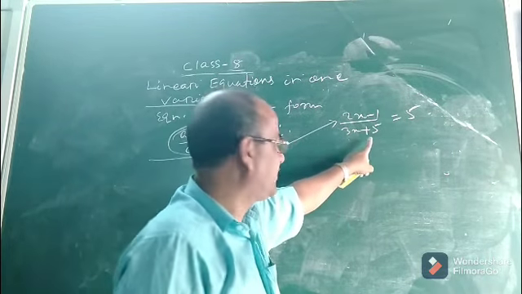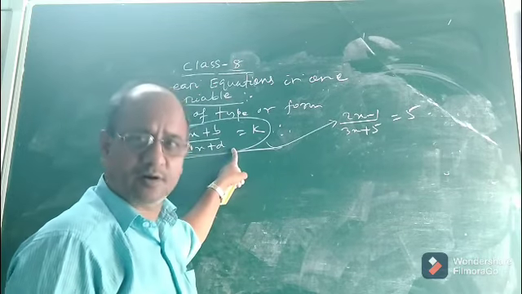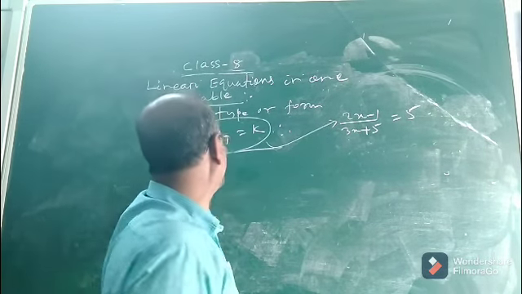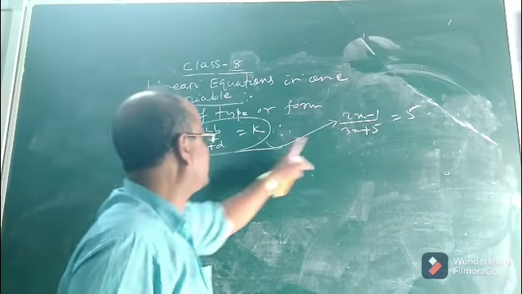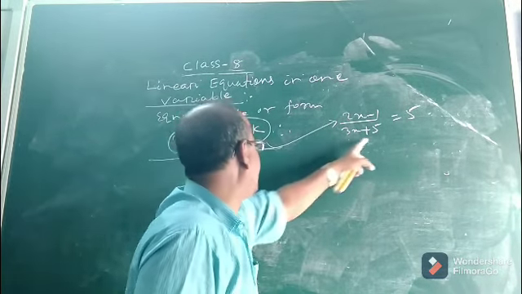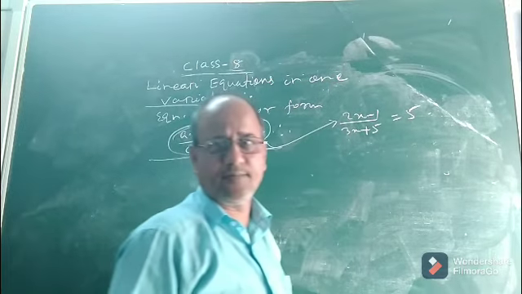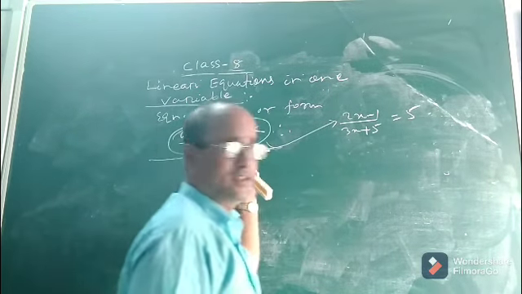Now, is this equation in this form or not? Yes, clearly. What is the value of a? Here it is 2. What is the value of b? Minus 1. What is the value of c? 3. What is the value of d? It is 5. And what is the value of k? It is also 5. So clearly this equation is in this form.